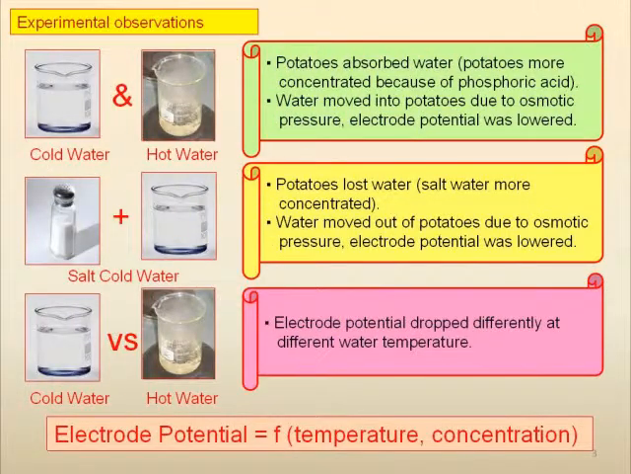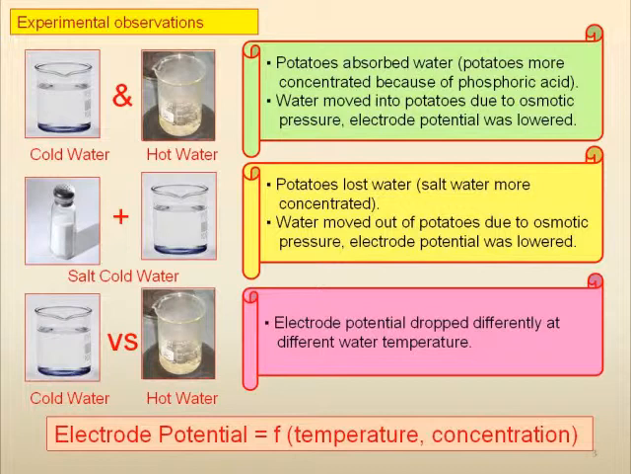Through my discussion with the students, I expect that we come up with the following observations. 1. Potatoes absorb cold and hot water because of the presence of phosphoric acid inside the food. The acid made the potatoes more concentrated and water moved into the potatoes because of osmotic pressure. It lowered the electrical potential because water in the potato was diluted.